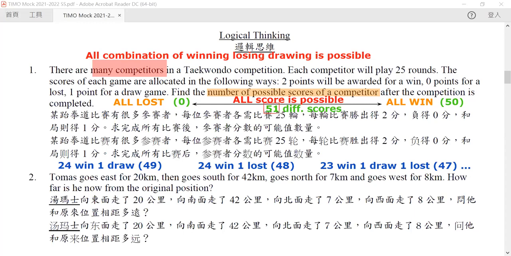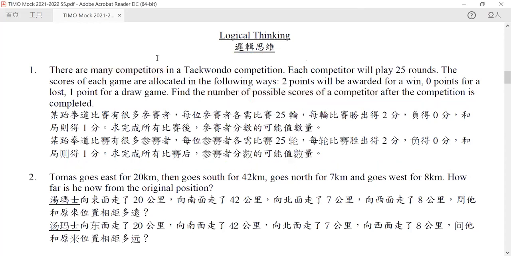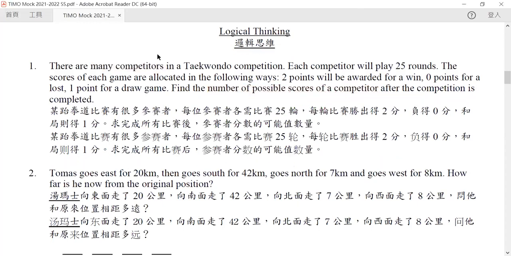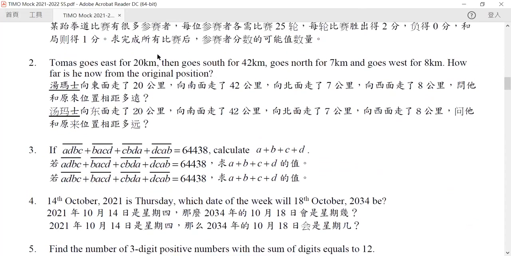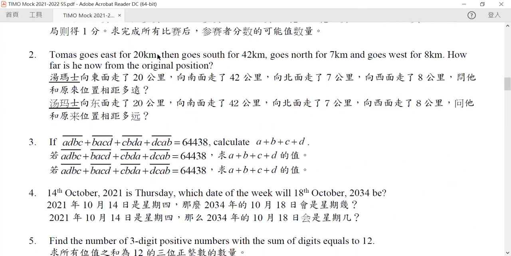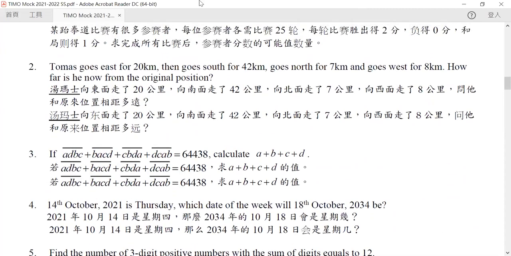So this is for our first question. Now let's go to our second question. Thomas goes east for 20 kilometers and then goes south for 42 kilometers and then goes north for 7 kilometers and goes west for 8 kilometers. Now it looks complicated, but it's very simple.